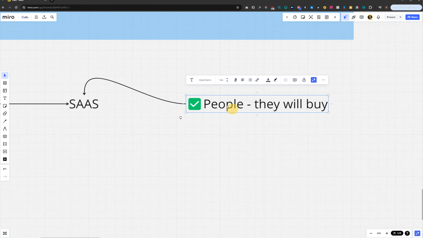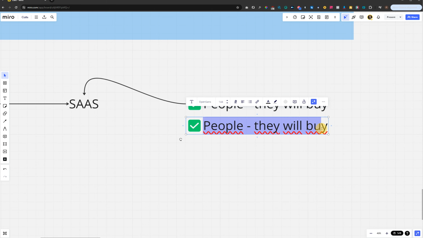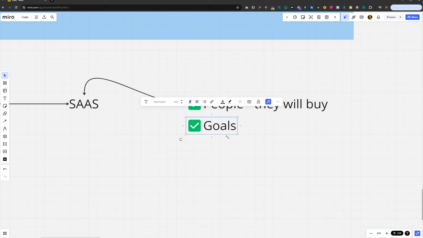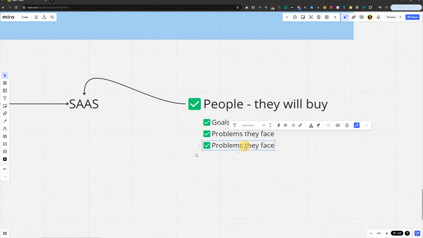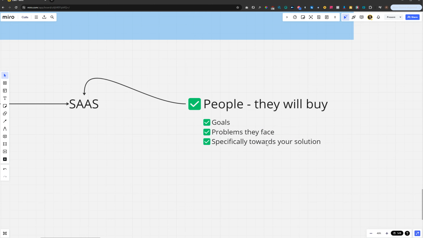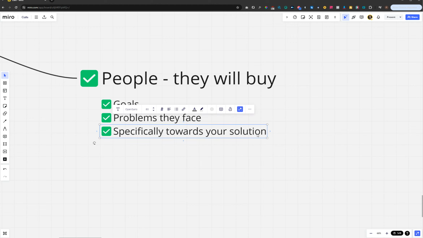So what kind of problems do they face, or what kind of goals do they have? Say goals, problems they face, and specifically towards your solution. What kind of problems are they facing towards your solution? And if you don't know, your solution is not the templates.